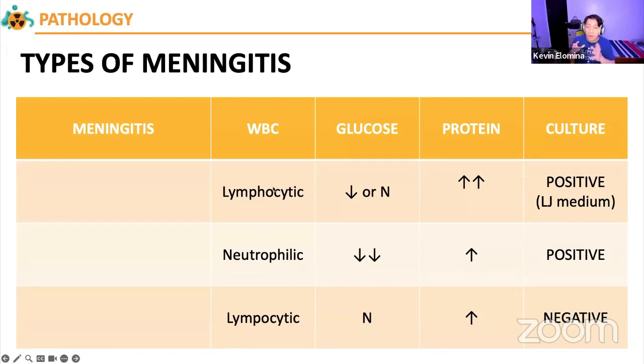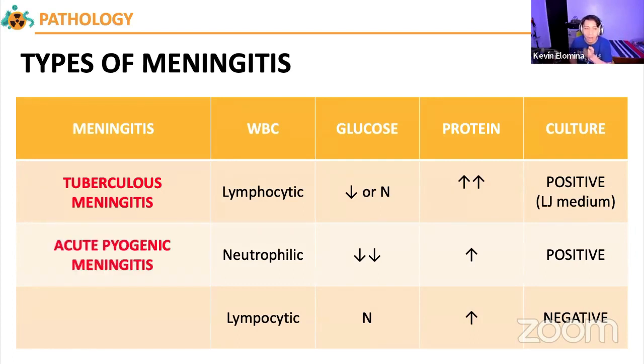You have markedly elevated protein and a positive culture in your LJ medium, which is for your TB. So, siya ay tuberculous meningitis. Okay? Now, if you have a neutrophilic CSF, neutrophilic ang nakikita mong cells, and you have a markedly decreased sugar with a positive culture, so that is your acute pyogenic meningitis. Now, if you have a lymphocytic CSF with normal glucose, and the culture is negative, then maybe we are talking about an aseptic meningitis.